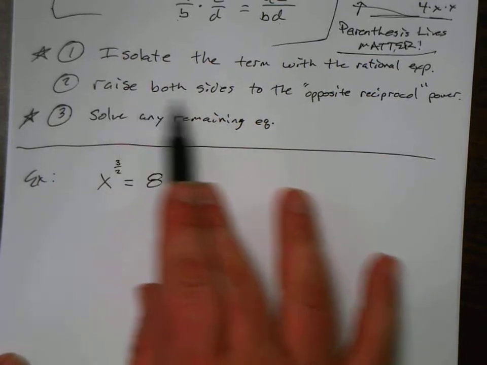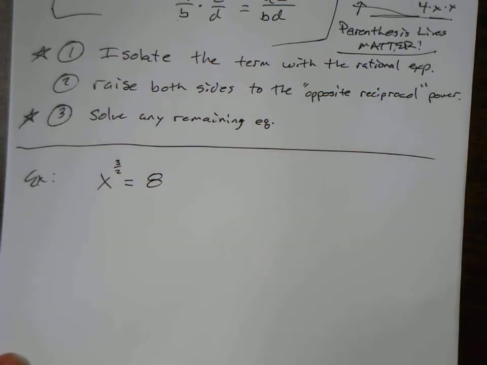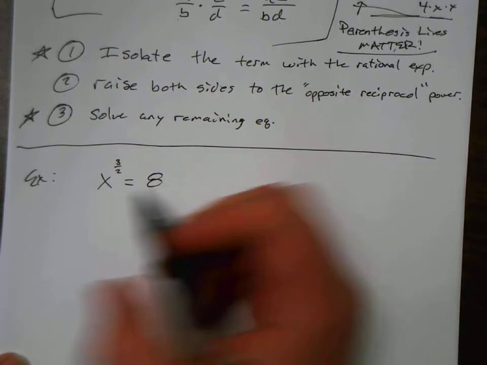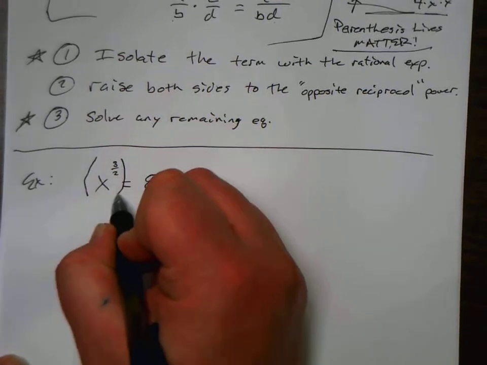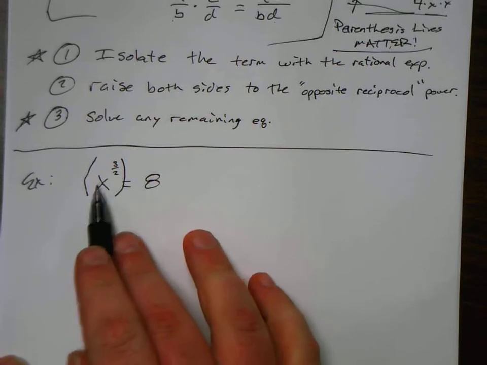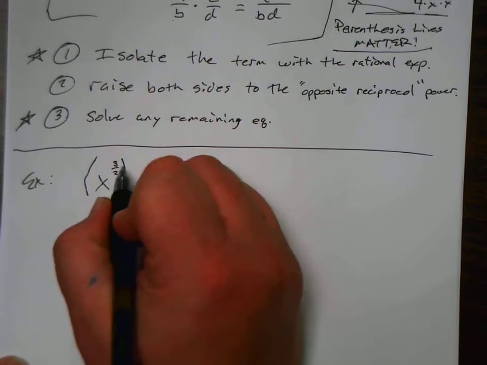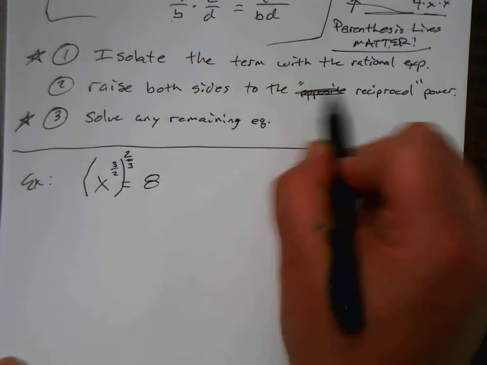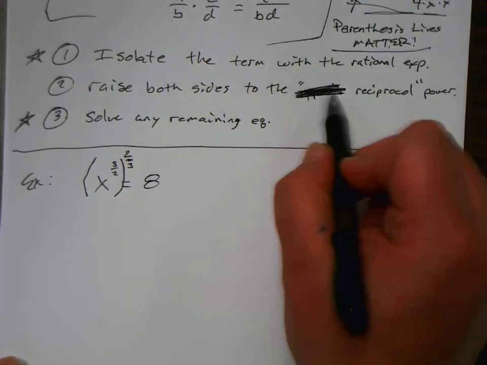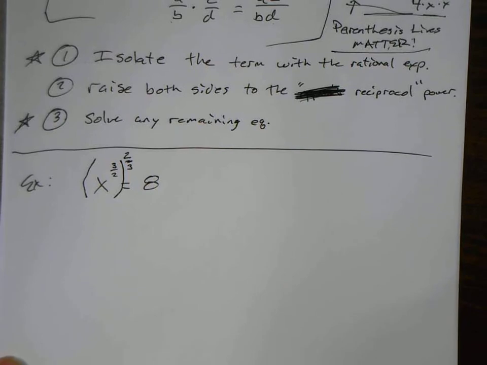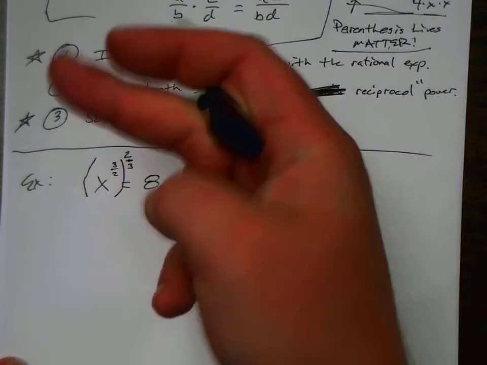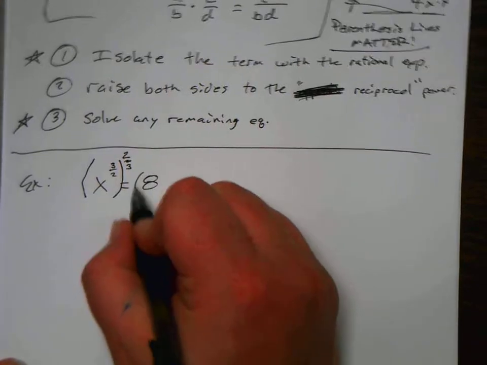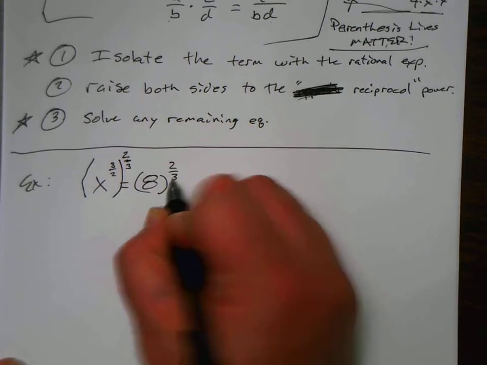Now, step 2, raise both sides to the opposite reciprocal power. Well, here's what I mean by opposite reciprocal power. It's x raised to the 3/2, and I'm going to raise it to the 2/3. Just the regular reciprocal power. Whatever this is, flip the fraction and raise it to that power. So here I'd raise this to the 2/3.